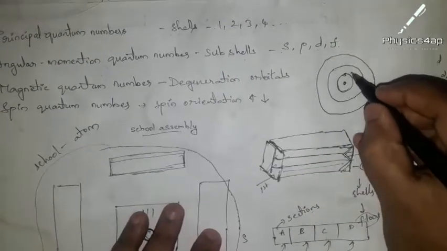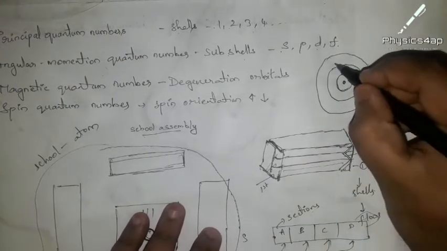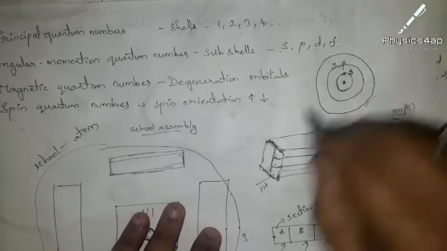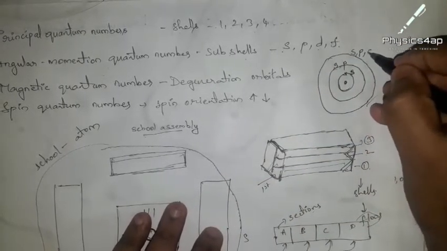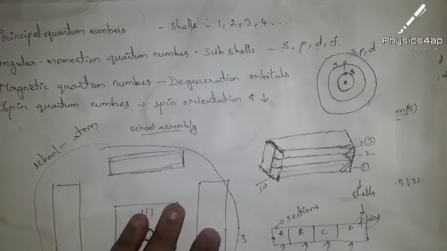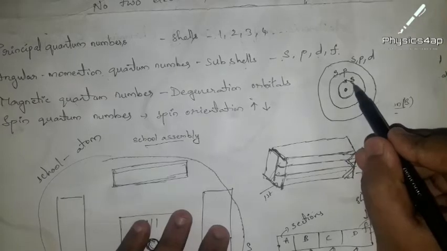We have only the S orbital in the first shell. Coming to the second shell, we have the S orbital and P orbital. Coming to the third shell, we have the S orbital, P orbital and D orbital. That is 3 sections. So the electrons will enter the first floor with the section S.